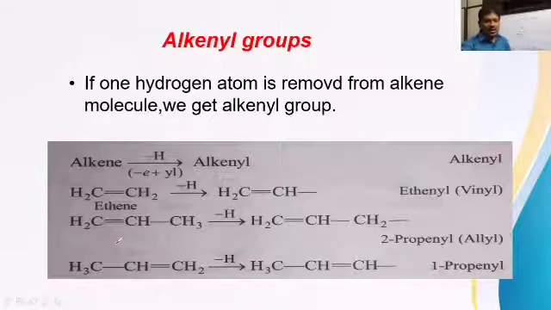Next, we have taken CH2=CH-CH3. Here it is carbon atom 1. After carbon atom 1, a double bond is there. There are 1, 2, 3 carbon atoms in total. After the first carbon, what is there? A double bond is there.